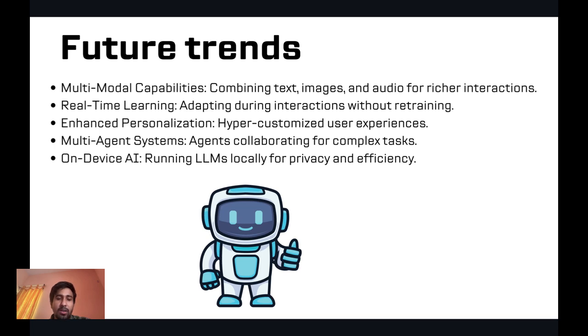We are also seeing on-device AI, like running LLM agents locally for privacy and efficiency. We are seeing smaller models and smaller LLMs which can be used for personalized tasks locally on your device, like your laptop or your mobile. So it has the added advantage of privacy and efficiency. So this was all about the current and future trends in LLM based agents.